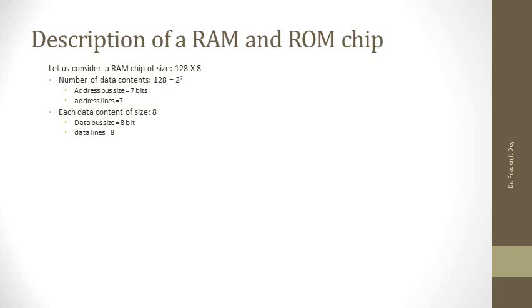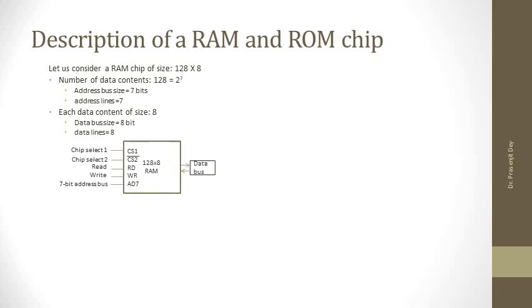Similarly, the data content is of size 8, so the data bus will be of size 8 bits, or the number of data lines will be 8. Now this is the chip diagram of a RAM. Here you can see it has 5 inputs: chip select 1 CS1, chip select 2 bar CS2, read signal RD, write signal WR, and the 7 bit address bus AD7. And the output of the RAM chip is the 8 bit data bus.